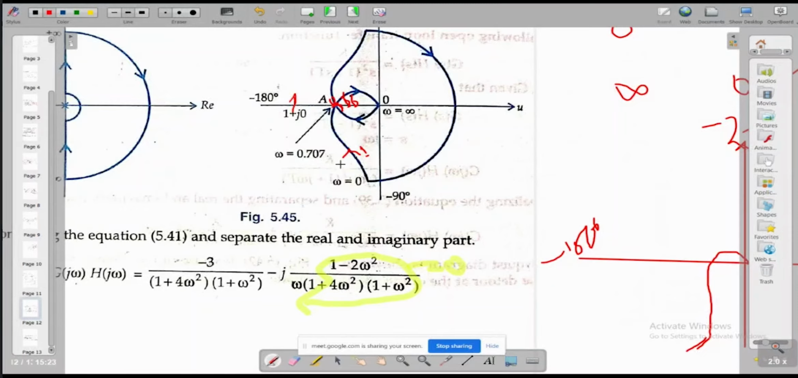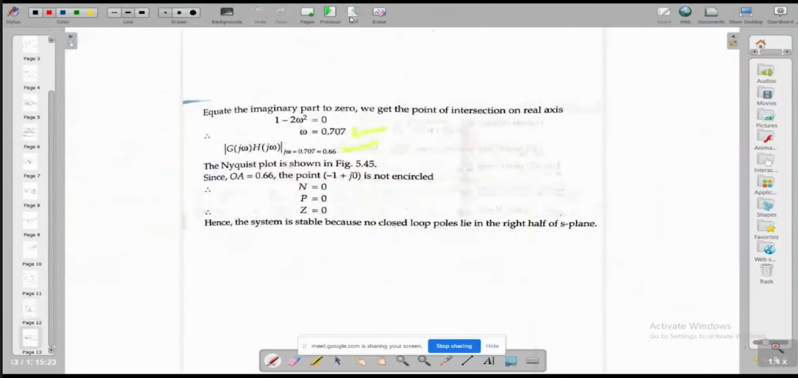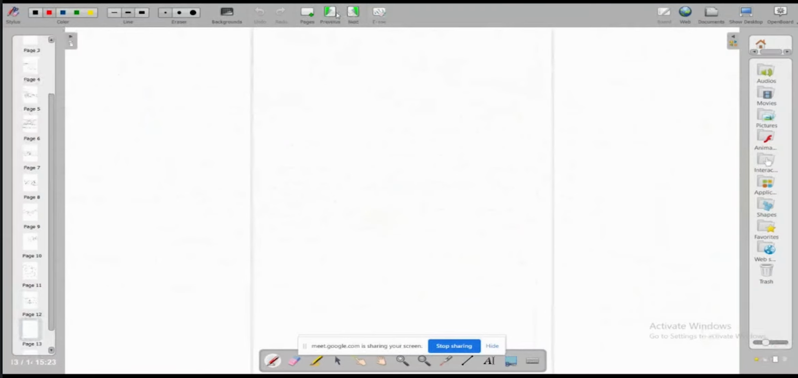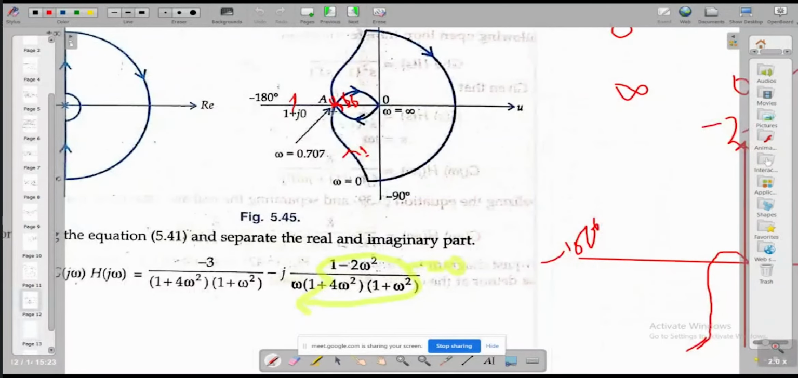Then for the Nyquist plot, you have completed path number 1. Path number 2 is the mirror image. This is path number 2. This is the mirror image of path number 1.